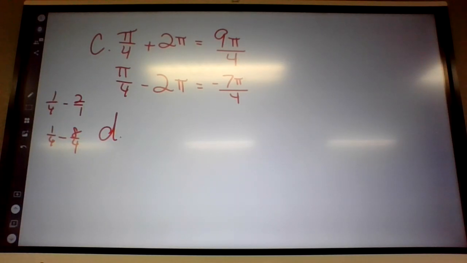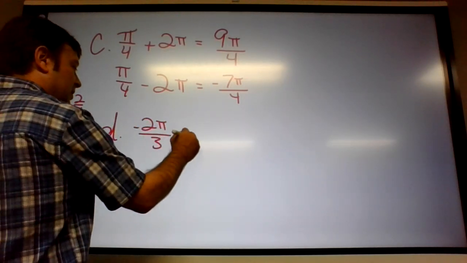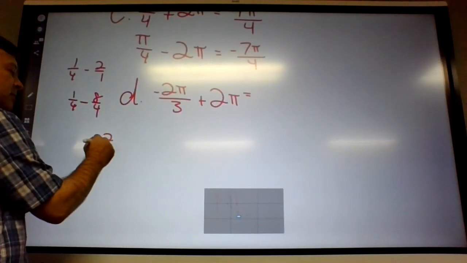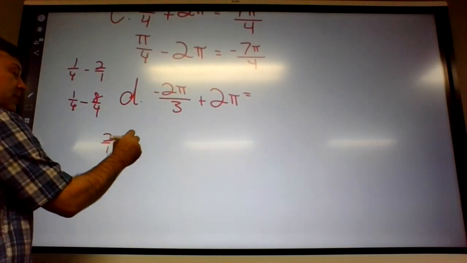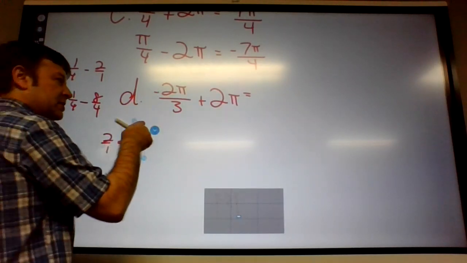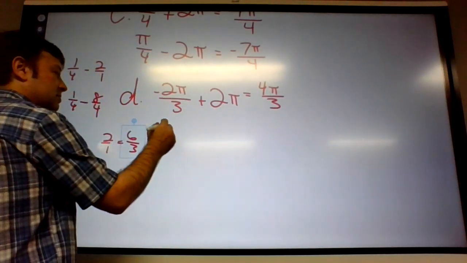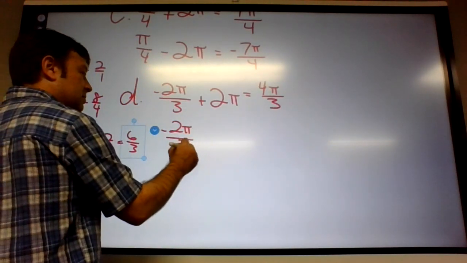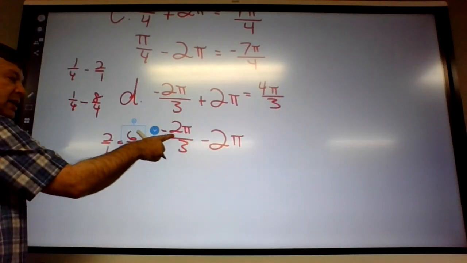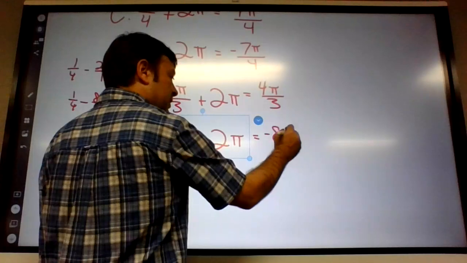Oh no, there's D. Okay, negative 2 pi over 3 plus 2 pi. Okay, 2 over 1 turns into, if I multiply by 3, 6 over 3. So negative 2 plus 6 is 4. And negative 2 minus 6 is negative 8.